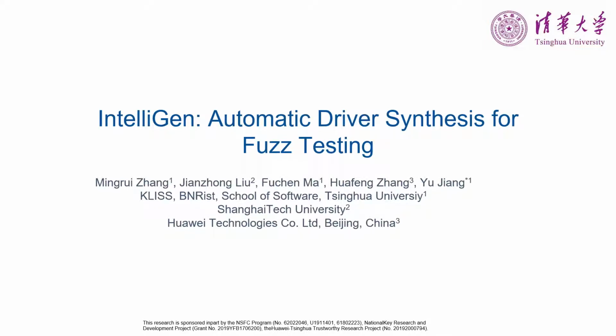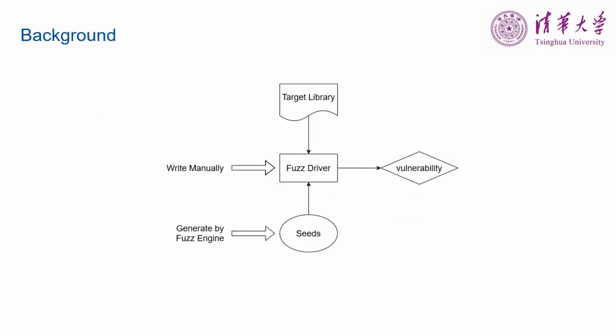Today, I would like to introduce our innovative automatic fast driver synthesis framework, IntelliGen. To start our introduction, I would like to first introduce the pipeline of traditional fuzzing. Fuzzing is a technique widely used in vulnerability detection. To fuzz a library, we need to write a program manually that calls interesting functions defined in the library. Then, we run the program by the fuzz engine with randomly generated seeds. It can help us trigger the bugs in the library.